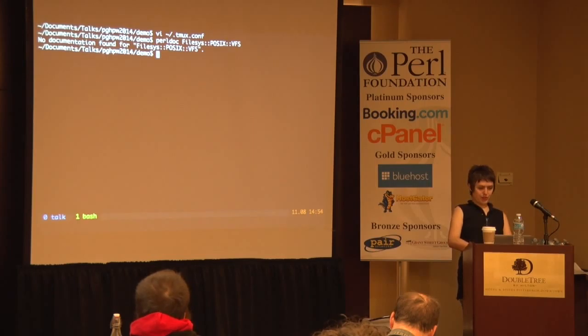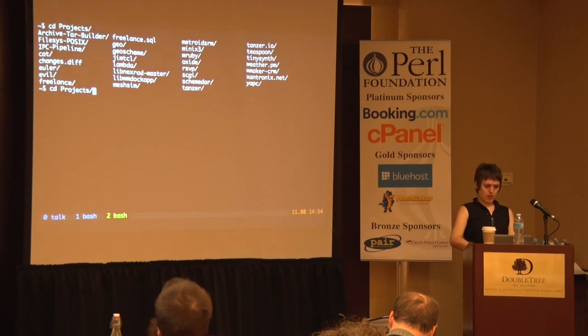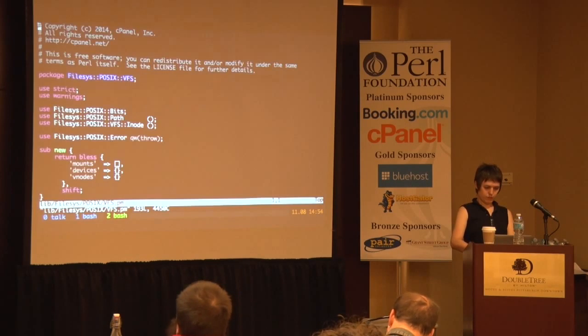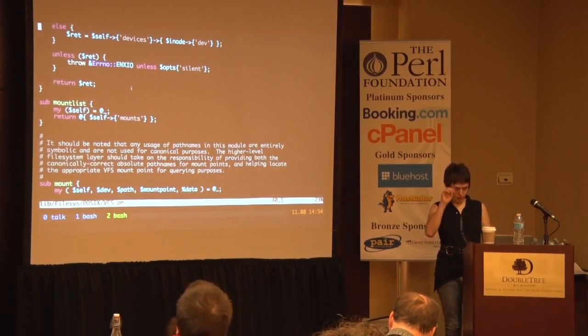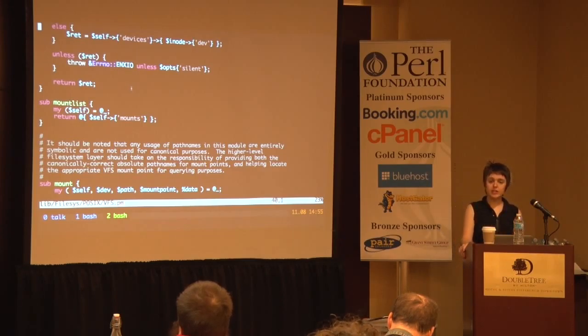I'm actually trying to find the pod for this. I don't think I've installed everything on my laptop. However, there's a function that's available in Filesys POSIX called mountlist that returns a list of all the file system objects currently mounted, or rather, all of the device objects mounted in your file system structure. And so you see the multiple mounts in there. Right. And you say, okay, these four look like the snapshots I'm looking for, probably four snapshots.